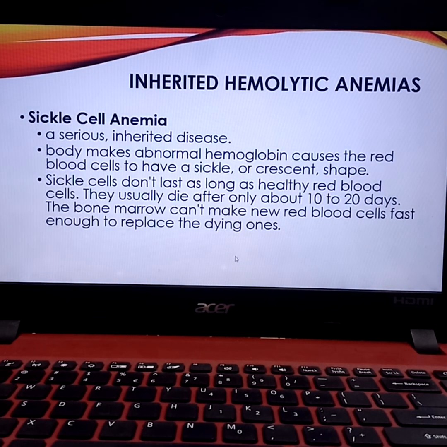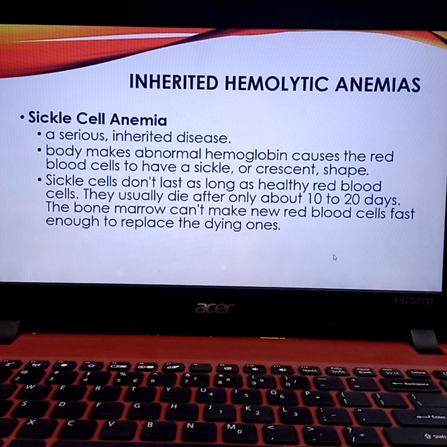So sickle cells don't last as long as healthy red blood cells. They usually die after only about 10 to 20 days, and the bone marrow can't make new red blood cells fast enough to replace the dying ones. As we already know, the lifespan of red blood cells in the body is at least 3 months. So if the blood cells die after about 10 to 20 days, the body will definitely not be able to cope with the production of new blood cells. Hence, the patient will become anemic.